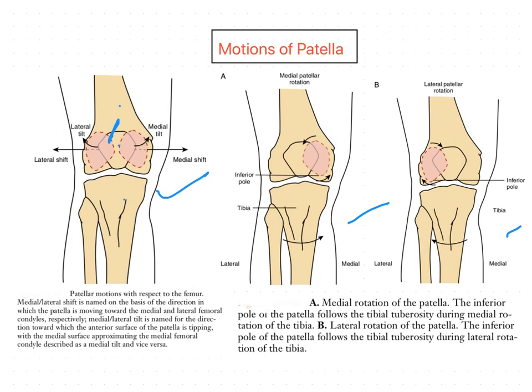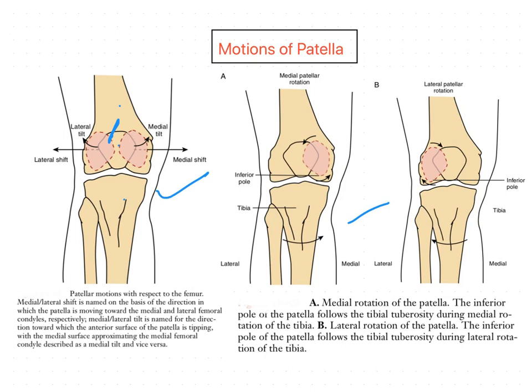So what are the types of movements? Patellar flexion, extension, medial shift and lateral shift, medial tilt and lateral tilt, medial patellar rotation and lateral patellar rotation. So these are the motions of the patella. Now we will discuss them one by one. First we will discuss patellar flexion and extension.